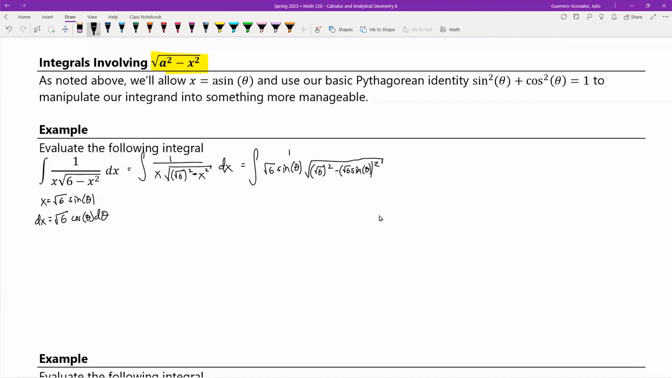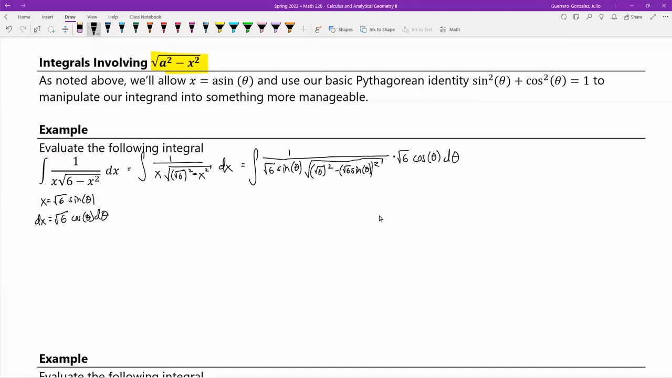Like I said, these are long. And now I have a times dx. We know that dx is root 6 cosine theta d theta. So this is going to be times square root of 6 cosine of theta d theta.